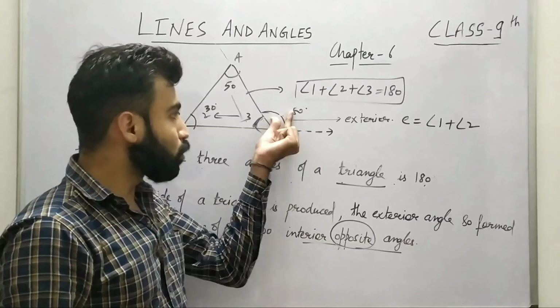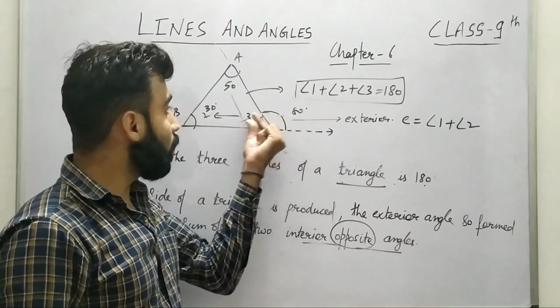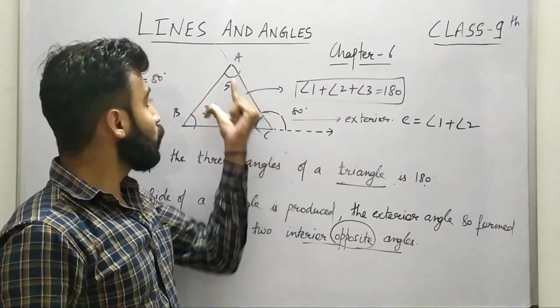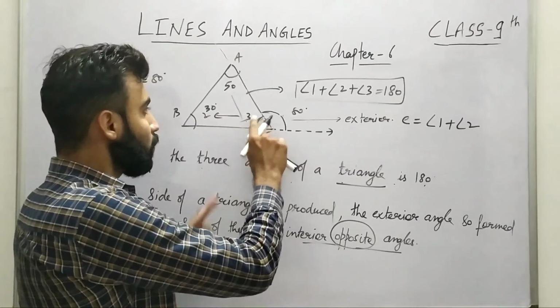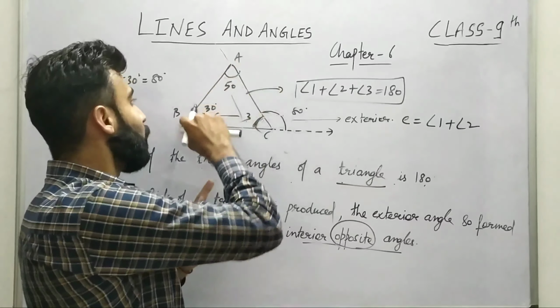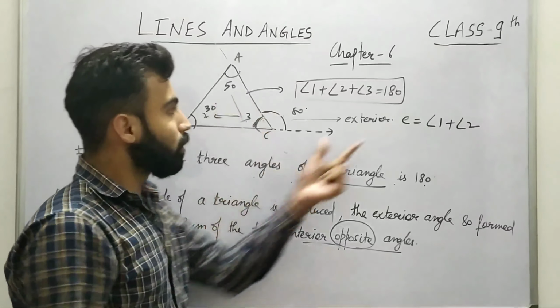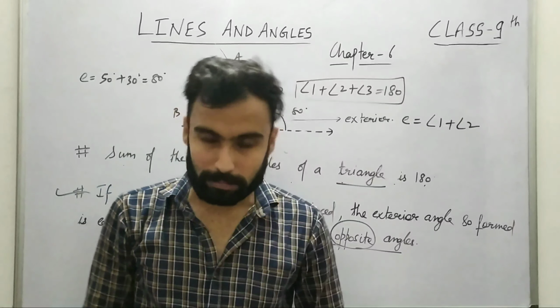So the exterior angle so formed is equal to the sum of the interior opposite angles of the adjacent one. Whatever the angle here is, the opposite angles are A and B. So the sum of these two angles is equal to the exterior angle. That's all.